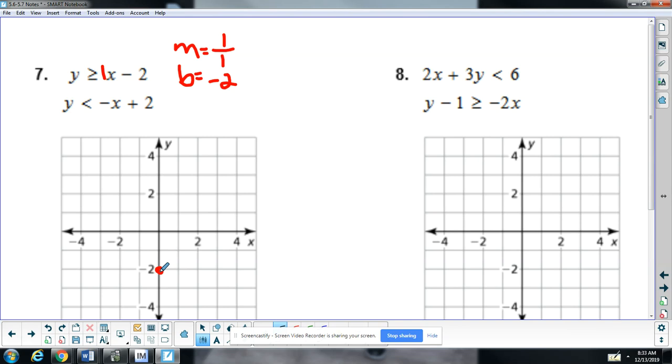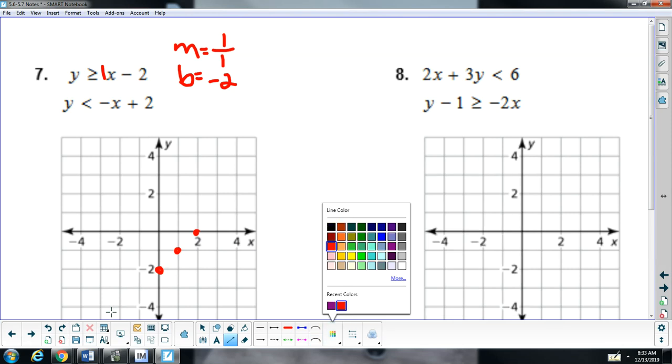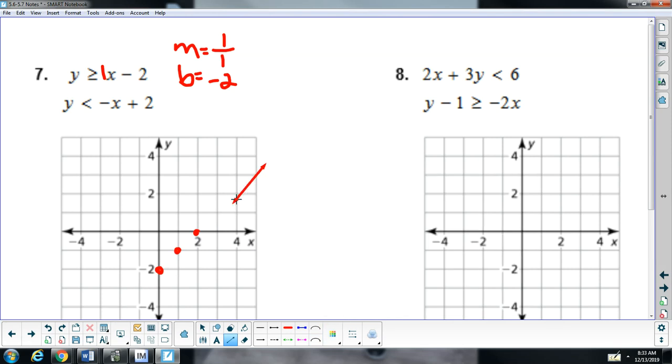And then I move with my slope. So up 1 to the right 1. Up 1 to the right 1. So now I'm ready to connect my dots. Since it's less than or equal to, I know I'm going to have a solid line. So it's going to look something like that. Oh, sorry. Something like that. And then shading, y is greater than or equal. So greater than would be everything above this line.